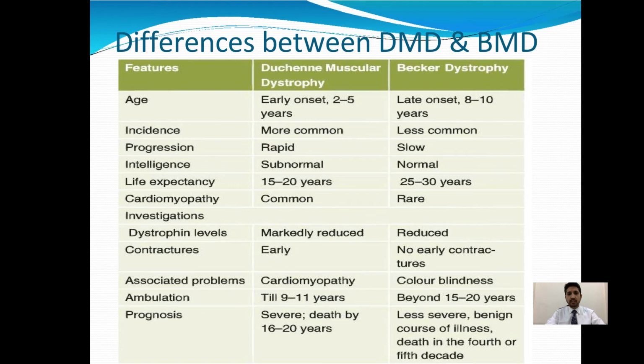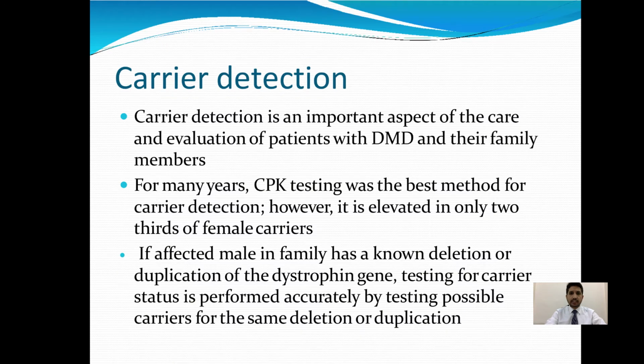As these are X-linked recessive diseases, it is very important to detect the carriers. All the family members of the patient with Duchenne muscular dystrophy should be screened. Earlier, CPK was the test of choice for carrier detection, but it is elevated only in 2/3 of female carriers. But now, if we have a known deletion or duplication of the dystrophin gene, testing of carrier status can be performed by testing for these possible deletions or duplications.